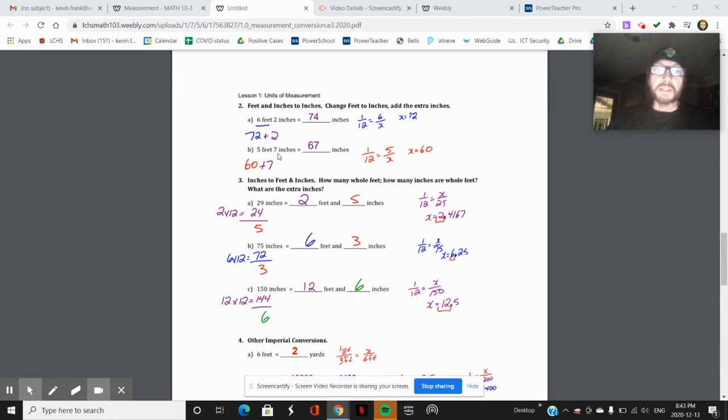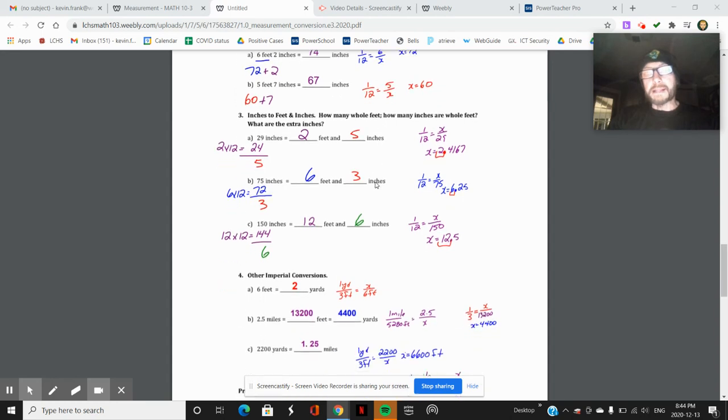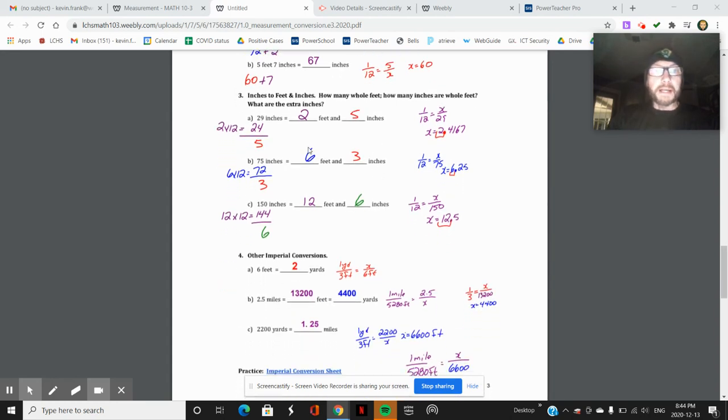If you're 5'7", 1 to 12 ratio, 1 foot 12 inches, 5 feet, how many inches? Little cross multiplying, we get 60 inches. So if you're exactly 5 feet tall, you're 60 inches. But if you're 5'7", you're 60 plus 7 is 67. So multiplying is kind of nice going forwards.